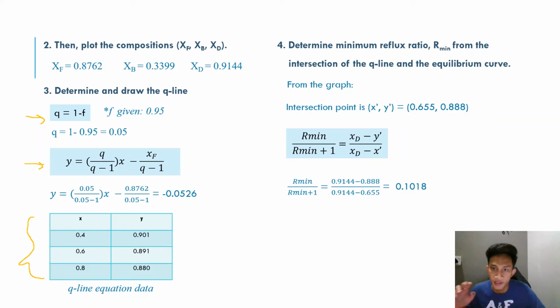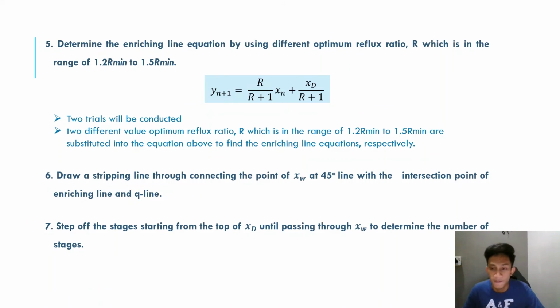After we draw the Q line, there will be an intersection point between the Q line and the equilibrium curve. That intersection point gives us the minimum reflux ratio, which is 0.1018. After the Q line and the determination of R min, we need to draw the rectifying section operating line in the range of 1.2 R min to 1.5 R min. R min is the one that we got from the earlier calculation. In this project, we use two trials, which are 1.2 R min and 1.5 R min.